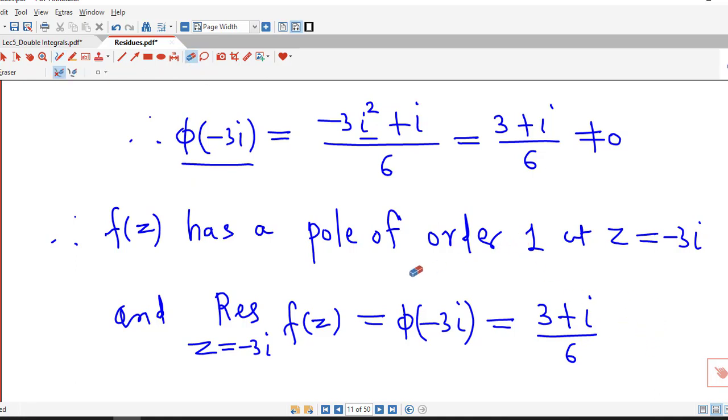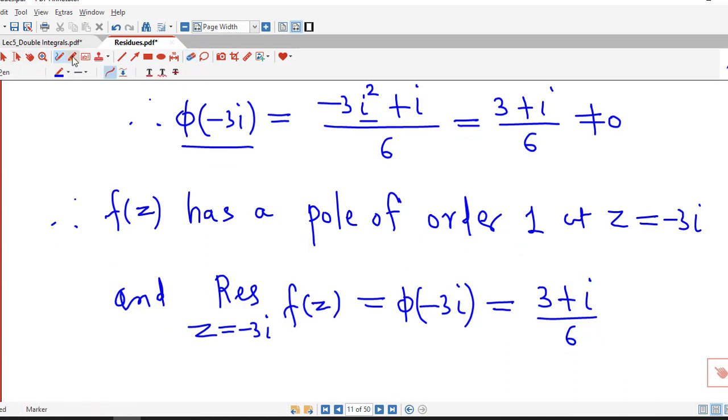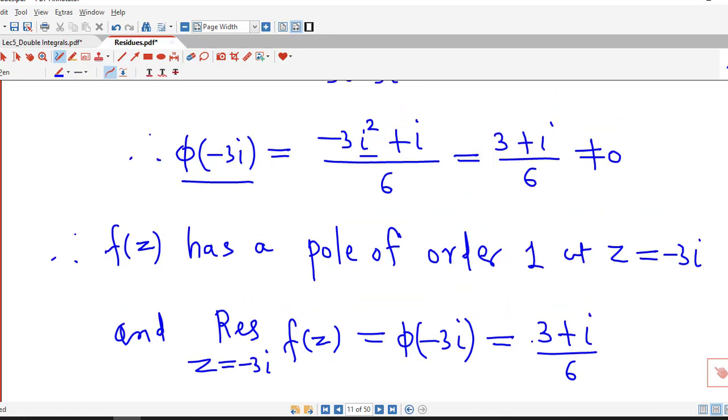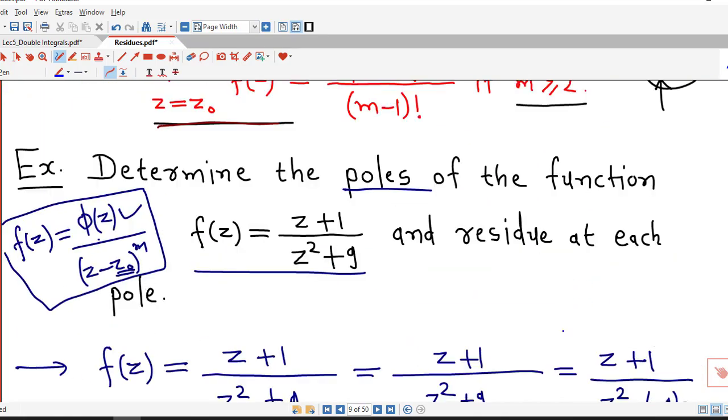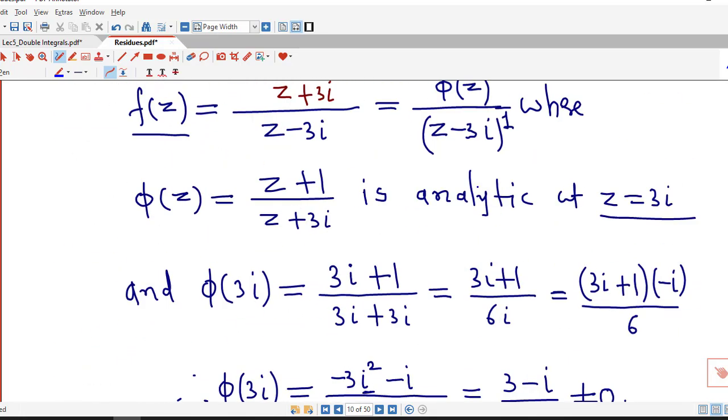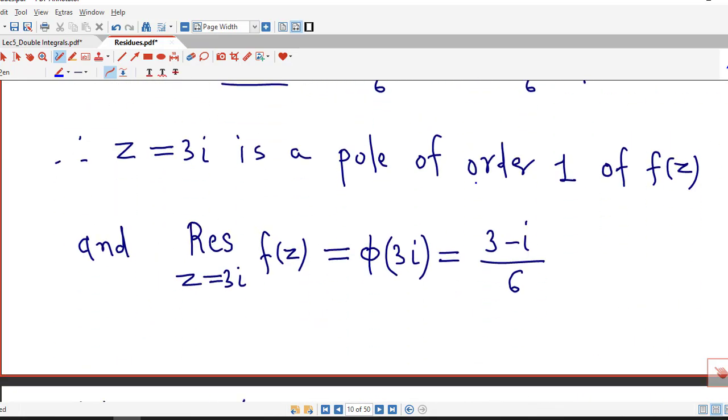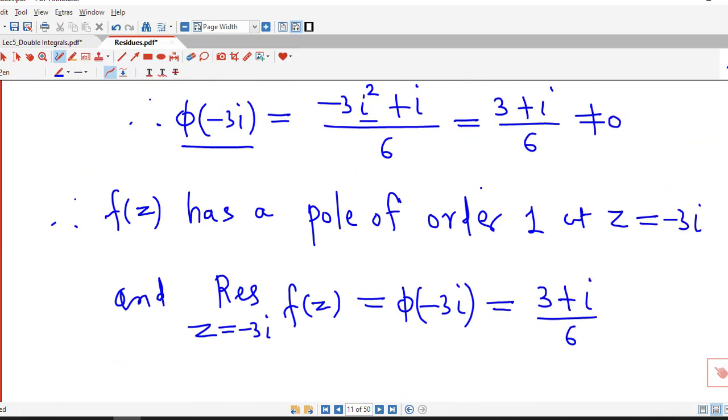So we are able to find the residue of f of z at z equal to minus 3i, which is 3 plus i over 6. Here the given function has simple poles at z equal to plus or minus 3i, and we have calculated the residue at each pole using that formula. So now we consider one more problem.